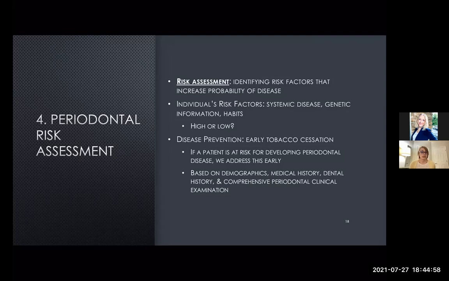If a patient is at risk for developing periodontal disease, we have to address that as soon as possible. And then again, demographics play a big role in whether or not a patient has periodontal disease. And when I say demographics, I mean everything: ethnicity, race, culture, location. Are they out in the middle of nowhere, or are they in an inner city area? What's their transportation like to the dental office? All of these things go into a risk assessment. Medical history, dental history, comprehensive periodontal clinical exams. This is what you and I are doing day to day. This is what we're looking for in patients.